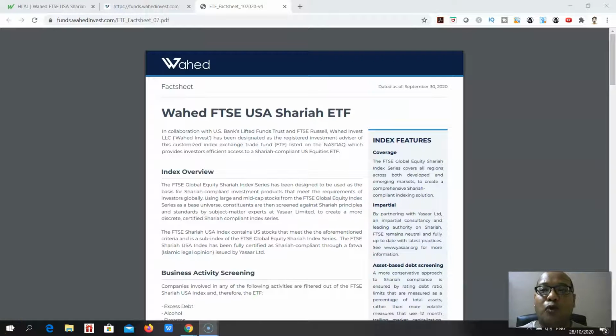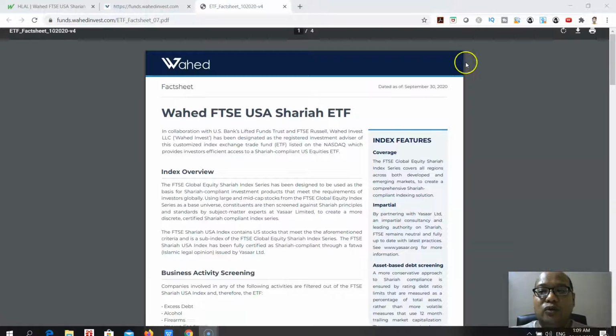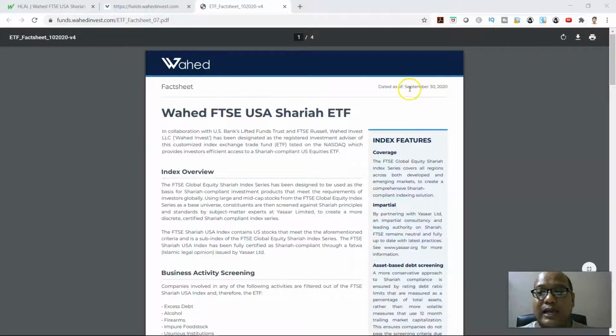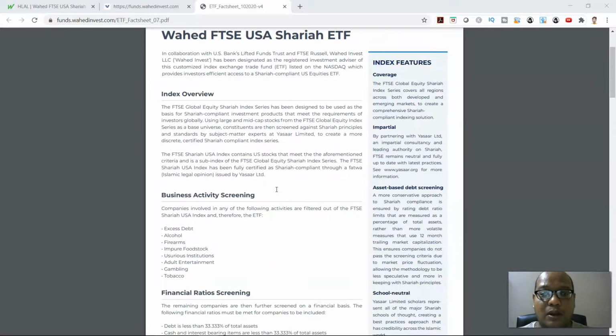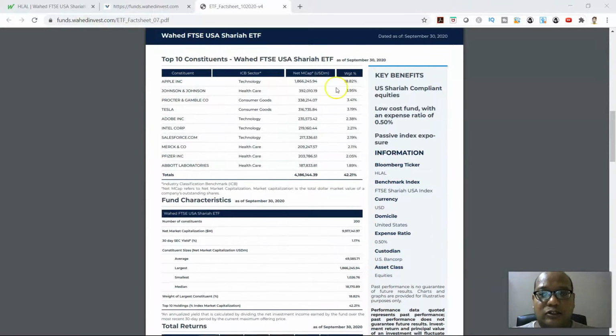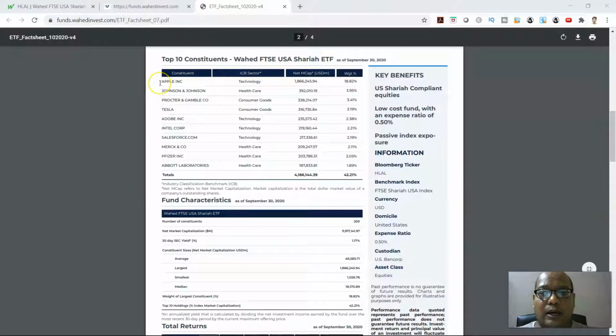The next question one may have is, what is in this Wahid FTSE USA Sharia ETF? Over here, I'm looking at their fact sheet, and this is as of September 30th, 2020. This is the latest fact sheet I can get. We can see the constituents, and the top few stocks which Wahid invests in are Apple, Johnson & Johnson, Procter & Gamble, Tesla, and so on. This is the weightage for all of the stocks.